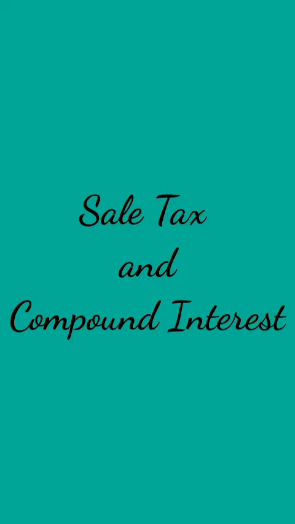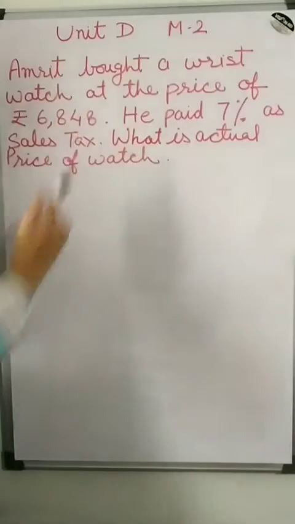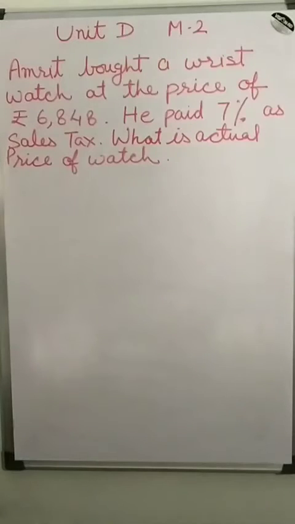Today I will explain sales tax and compound interest. So now the question is: Amrit bought a wristwatch at the price of rupees 6,848. He paid 7% as sales tax. What is the actual price of the watch? The question is this. Now just see here. How do we solve it?